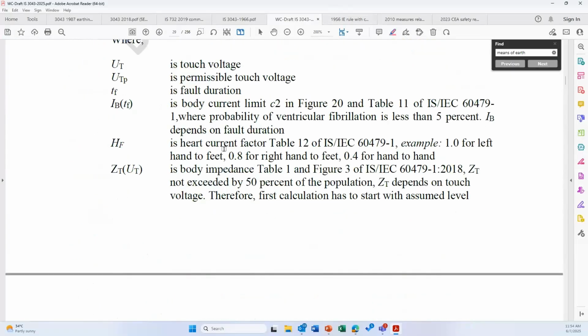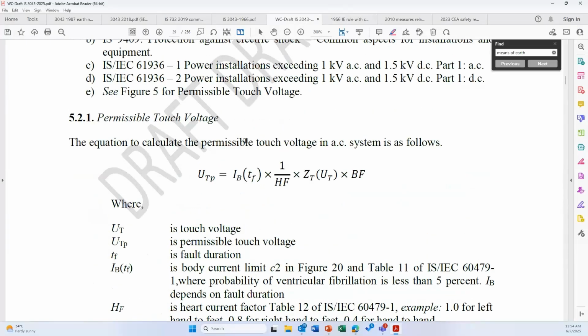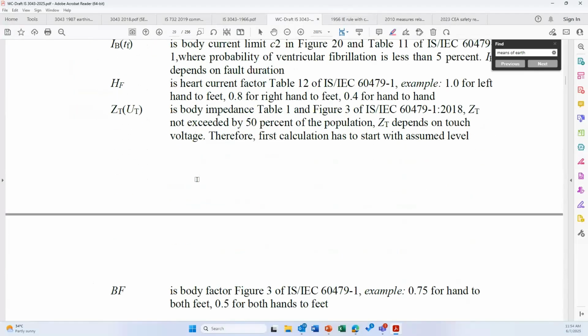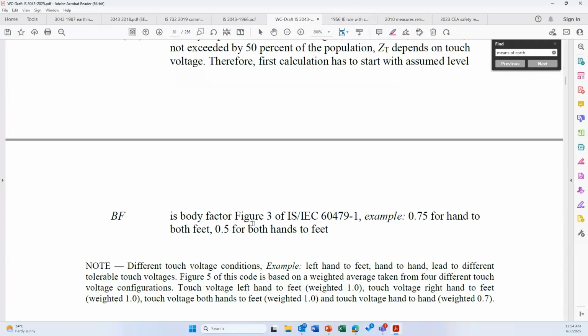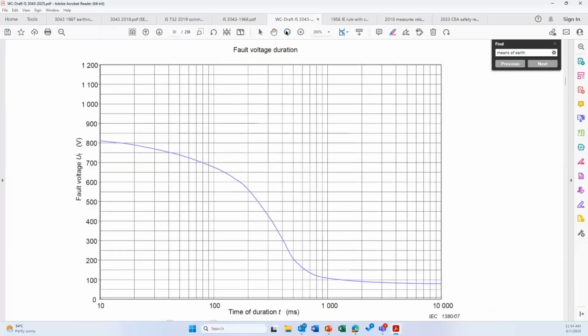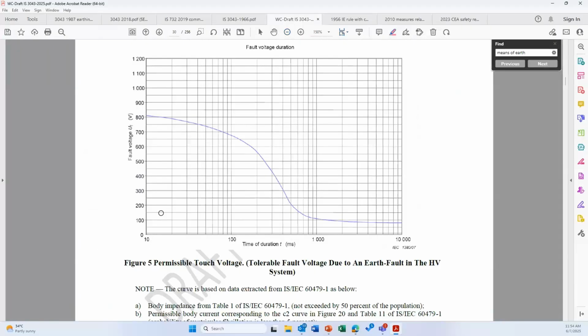Example, the calculation of permissible touch voltage. Please note that in the new standard, there will be a lot of new terms: permissible touch voltage, prospective permissible touch voltage, and so on. So this is the method to calculate a permissible touch voltage, and you can also see the information in IEC 60479 as well as IS 732. Then finally, you have a graph like this. This is the permissible touch voltage with respect to time. You can see here time, the duration of the fault disconnection time, as well as the fault voltage.